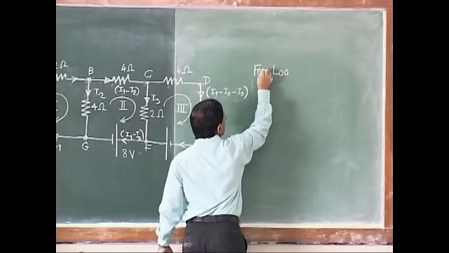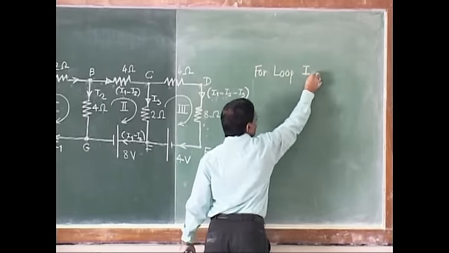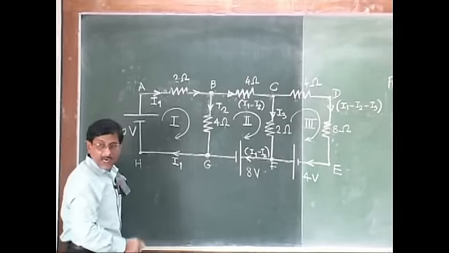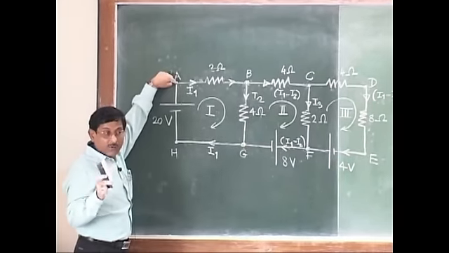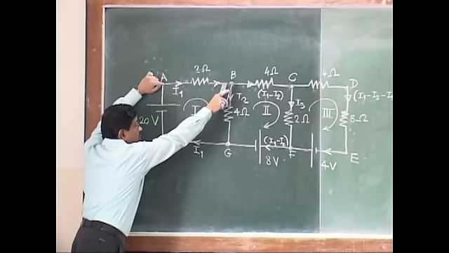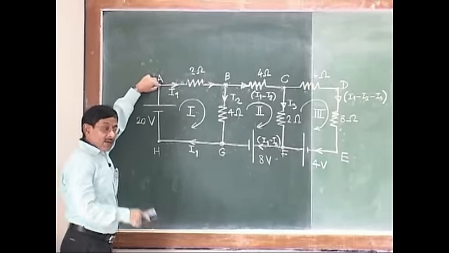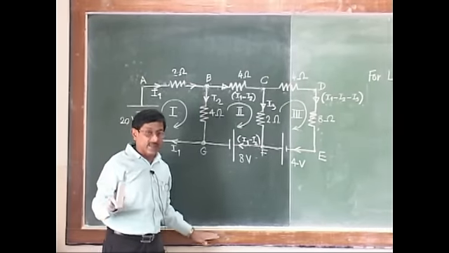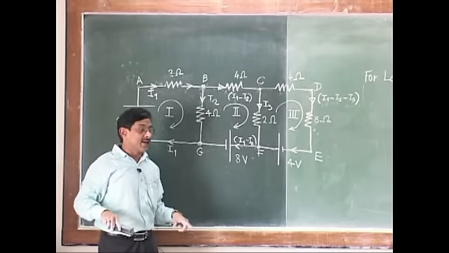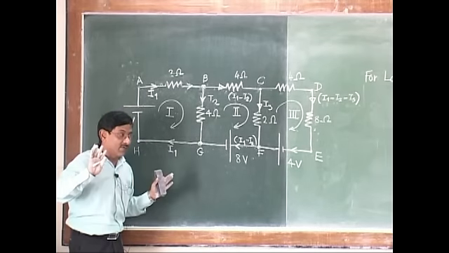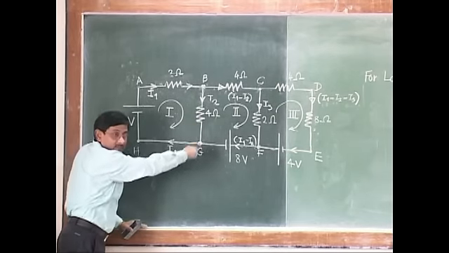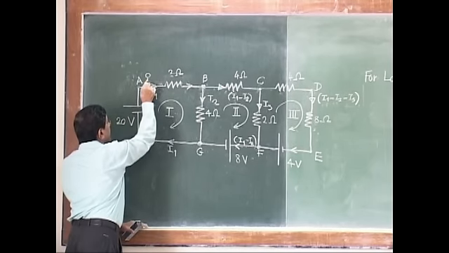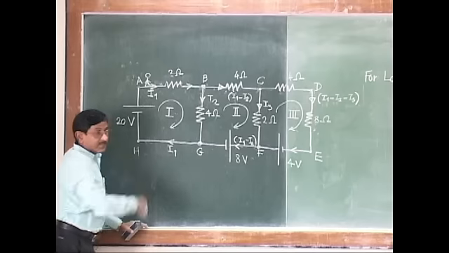For loop 1, you have to just write one equation now. Probably loop 1 is this. Anywhere you start, suppose you start from A. Now see, you have to assume you are walking on this road. Your direction can be clockwise or anti-clockwise. Any direction you take, that is your choice. Suppose we consider we are walking in clockwise direction. So I am here now, walking like this.